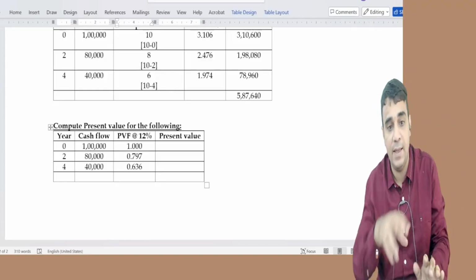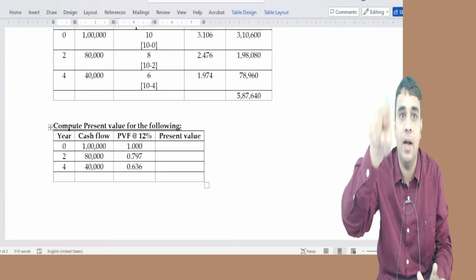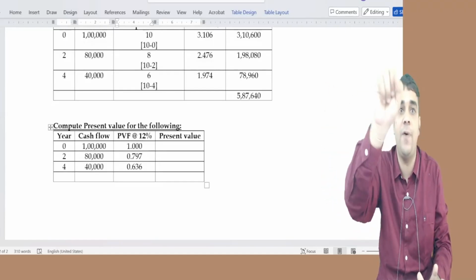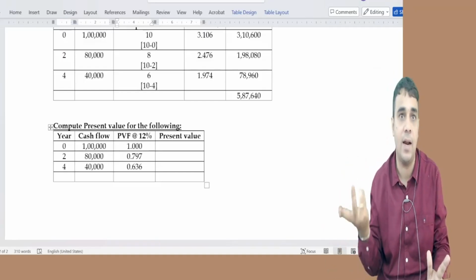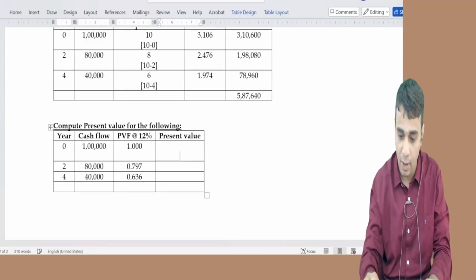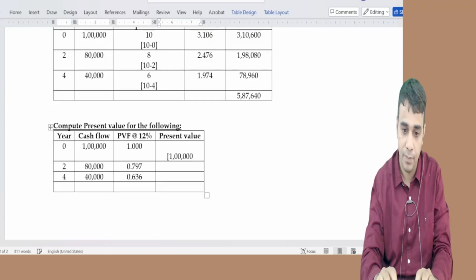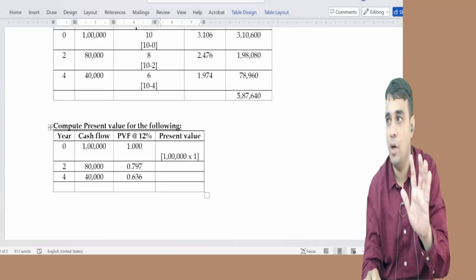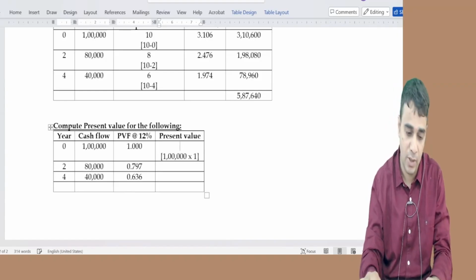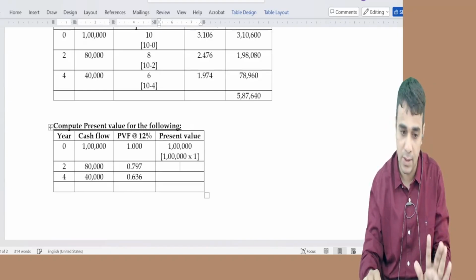Year 0 to year 0, PVF, FVF is 1 only. If for example, in the calculation there was a 10th year number and you want to take it to the 10th year, future value factor is 1 only for that. 10th year taking it to 10th year, there can't be anything. Now listen. Present value, listen for a minute. 1 lakh into 1. Into 1 is just a formality, okay?